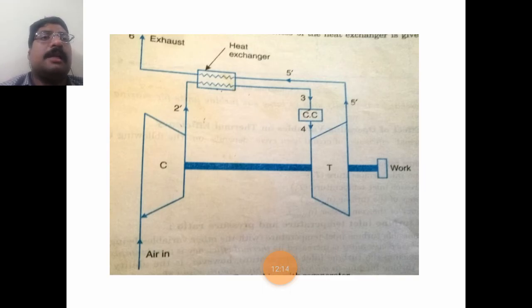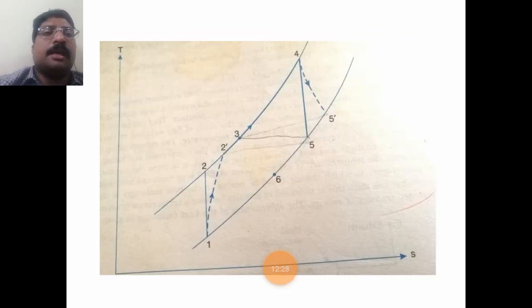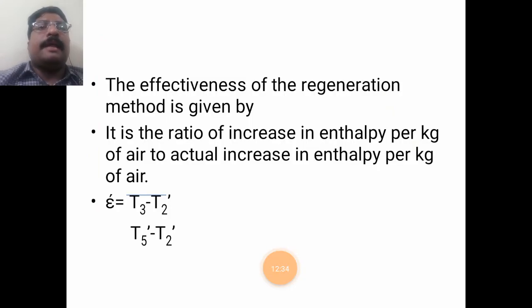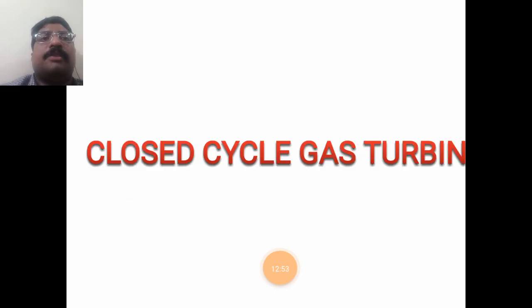In the gas turbine, the gas will be expanded and work will be developed. Hence, the amount of heat supplied is reduced, and automatically the thermal efficiency also increases. So this is the diagram for the regeneration method. Now the effectiveness of the regeneration method: the effectiveness is the ratio of increase in enthalpy per kg of air to the actual increase in enthalpy per kg of air. That is (T3 - T2') divided by (T5' - T2'). This is the effectiveness of the system.